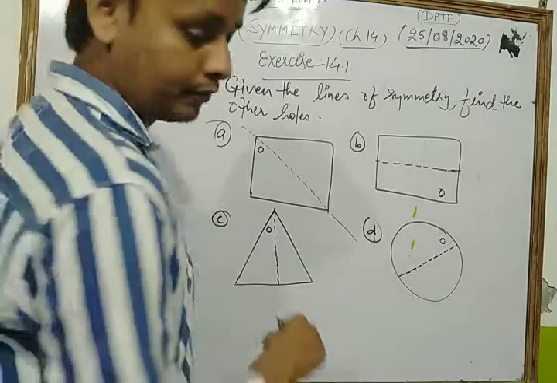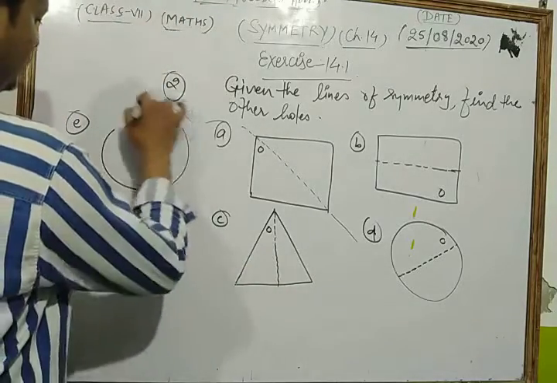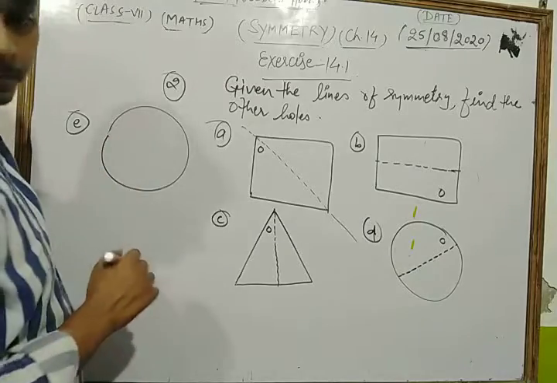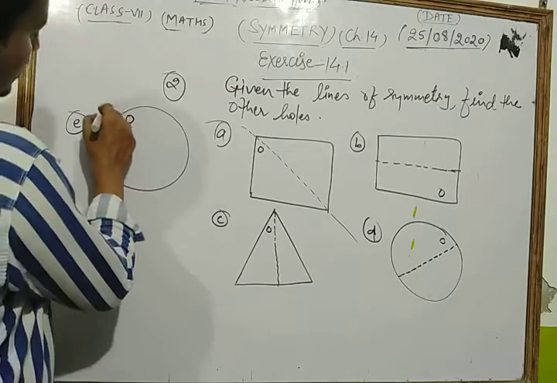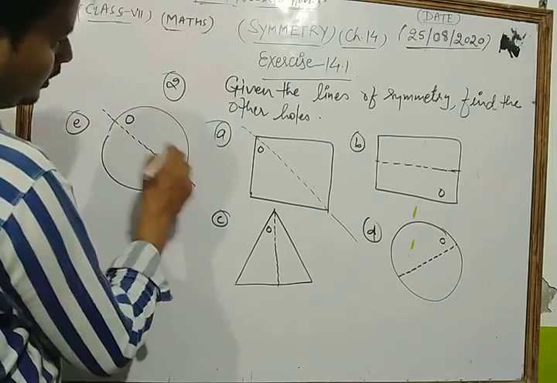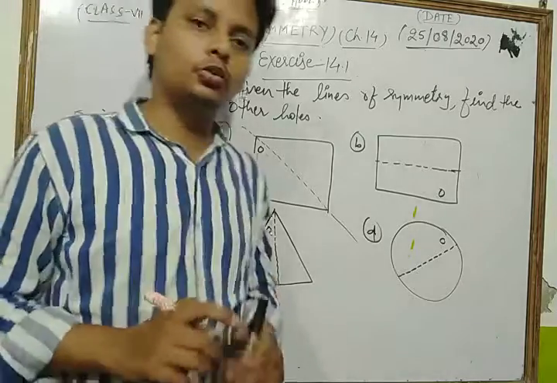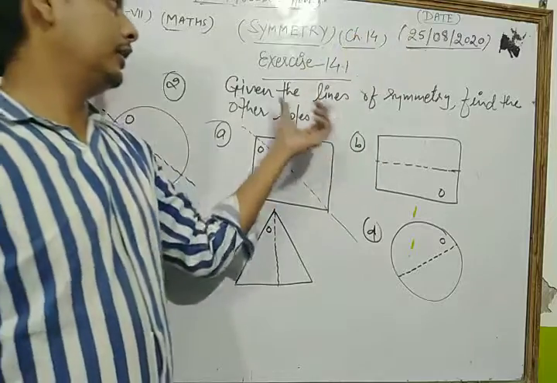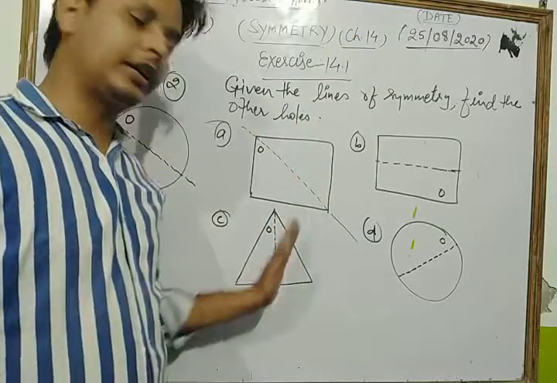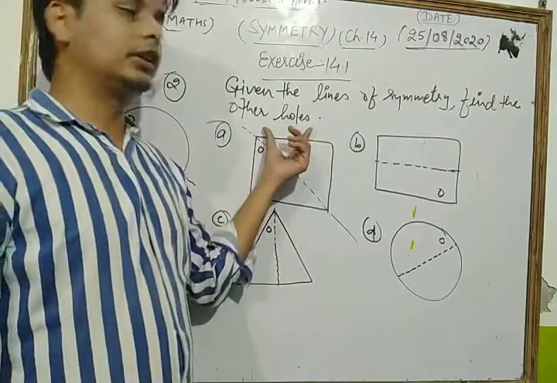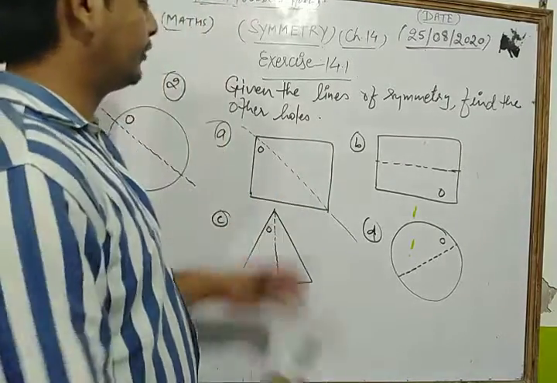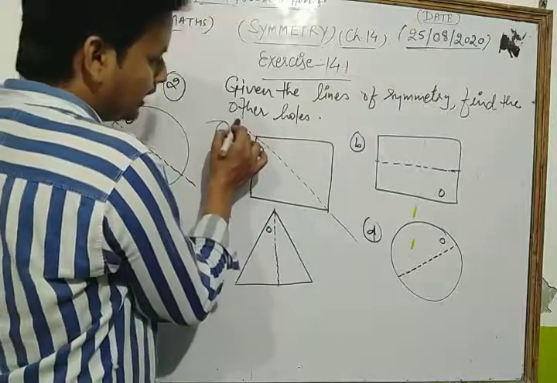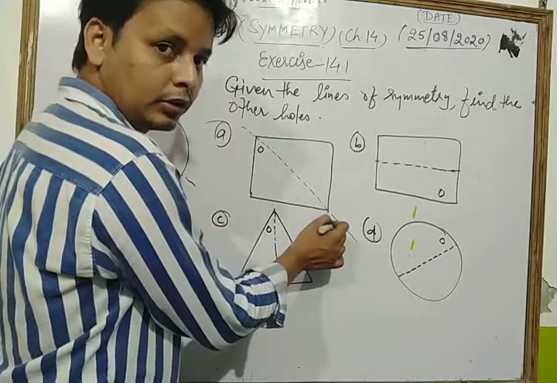E is what? A circle is given. Dear student, this is the question. In this question, the lines of symmetry are given in every figure, and we have to find the other holes. Dear student, let's see the first part of this question. In that figure, the line of symmetry is drawn diagonally in this way.